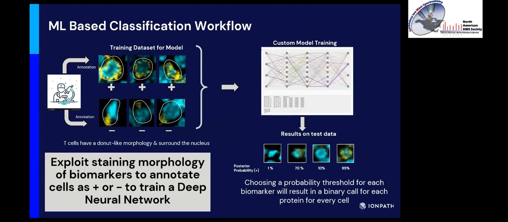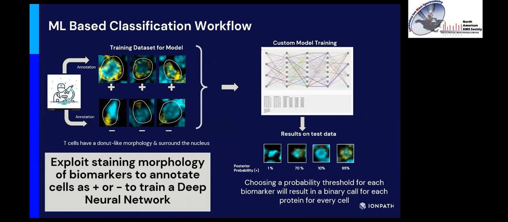And that ML-based classification workflow is something that we've been developing and are now starting to use, where we train models based on not just where the boundaries of cells are, and how many counts of particular markers there are within that cell to classify it as positive or negative for a given phenotype. But it also takes into account the morphology of, or the distribution of those marker counts throughout the cell.